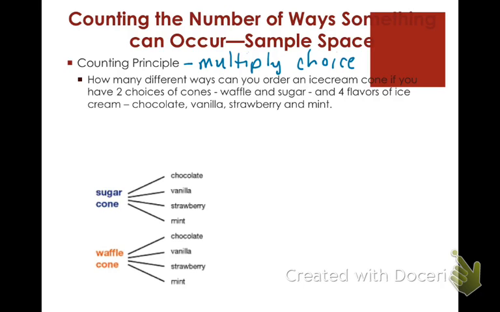So if we think about the ice cream situation, we have 2 choices for cones, and our second choice is for ice cream. We have 4 different flavors for that. So if we simply take 2 times 4, that will give us 8, which is the same answer that we got when we used the tree diagram. So the counting principle is when you multiply together just the amount of possibilities that you have for each of your choices in an event.